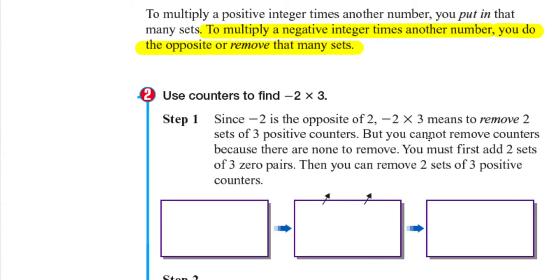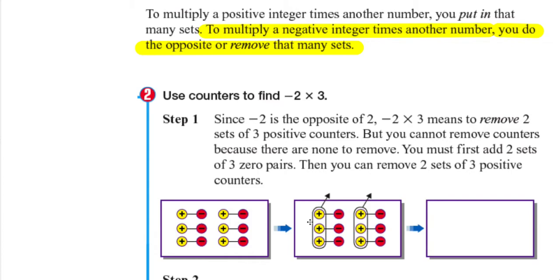But you cannot remove counters because there are none to remove. So what do you do? You must first add 2 sets of 3 zero pairs, then you can remove 2 sets of 3 positive counters. So we first add our 2 sets of 3 zero pairs. That's one set, and this is the second set of 3 zero pairs. Now we can remove 2 sets of 3 positive counters. We get one set and another set. Remove those 2.